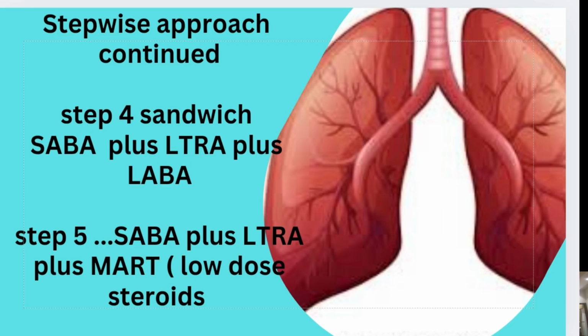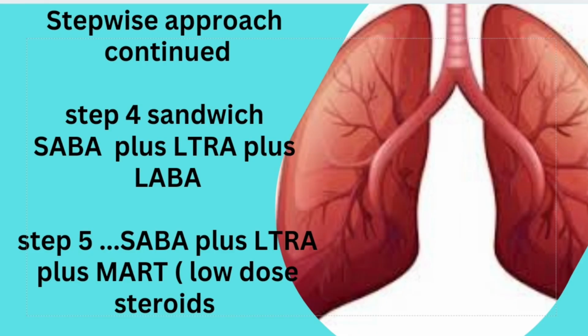While step 4 is a sandwich. Basically, the leukotriene receptor antagonist is in the middle of the sandwich, and on one side there is SABA and on the other side there is LABA. So between SABA and LABA, there is the leukotriene receptor antagonist. That is, step 4 is a sandwich.